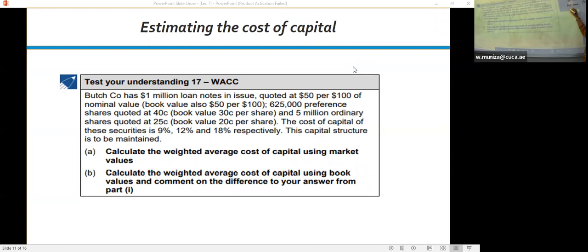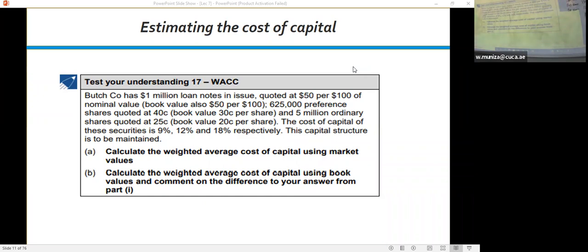Okay, and the third type of security is ordinary shares. How much are the ordinary shares? 5 million ordinary shares, and they are quoted at 25 cents. So 5 million multiplied by 0.25 is 1,250,000. Please make sure that you are clear up to here, because the next step is new for us. Are you clear up to here?